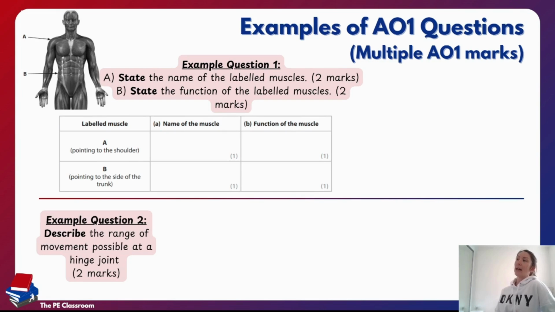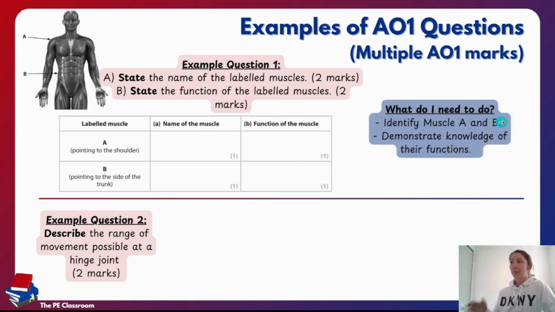Now we're going to look at still AO1 questions, but you might have multiple marks up for grabs. So I'm just going to point out to you here, in this question there are actually 4 marks up for grabs in total. It says state the name of the labelled muscles, which obviously you've got the diagram there, worth 2 marks, and then state the function of the labelled muscles, again worth 2 marks. So in this question, you would just have to identify the 2 muscles and then state the function of what they do in the body.